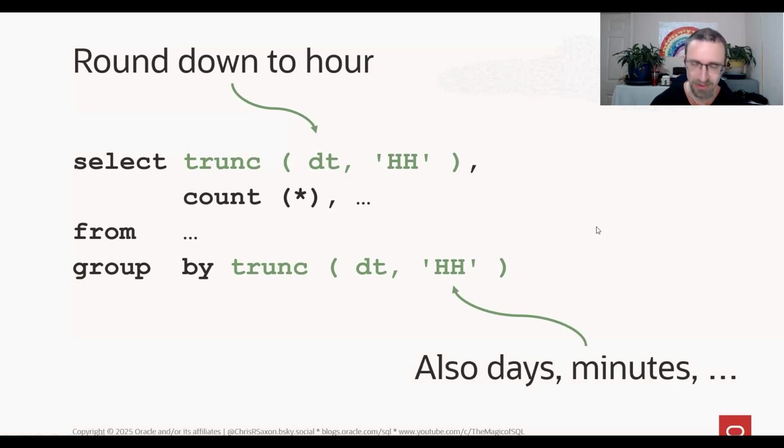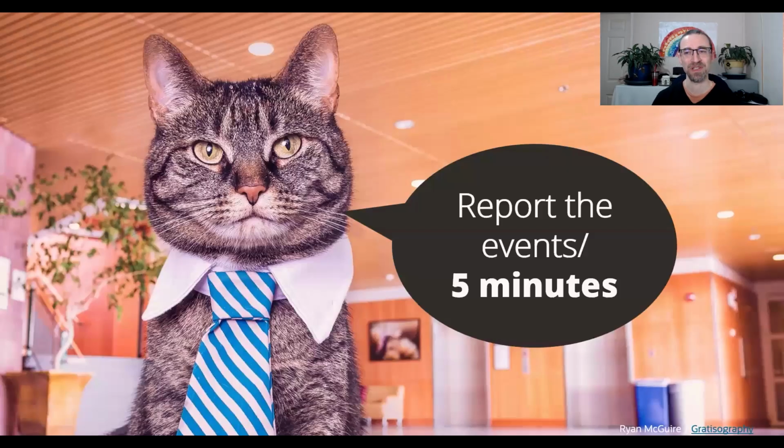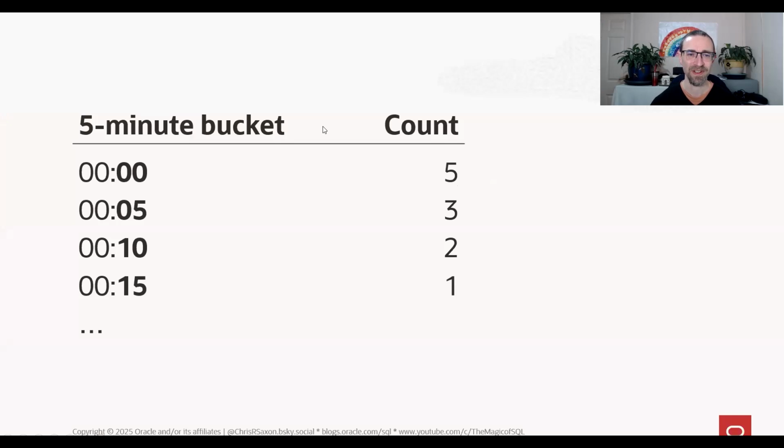But let's look at a slightly more complicated question. Rather than reporting per hour or per minute or something like that, what you've been asked to do is get a report of the event for every 5 minutes, so in 5-minute time slices. So basically, we've got 5-minute buckets. So we start at midnight and then go to 5 minutes past and then 10 minutes past and so on.